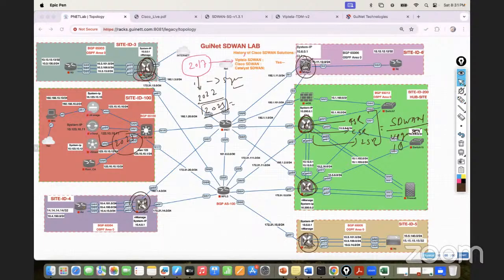So the device which was upgraded to the Cisco SD-WAN solution from the normal ISR, ASR or CSR router, that device basically started being known as the Cisco SD-WAN solution, right?